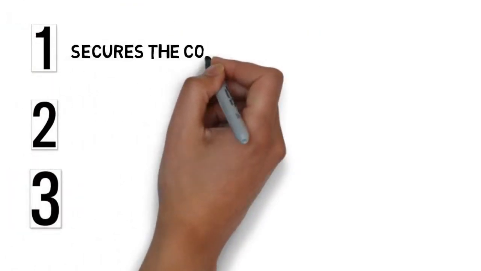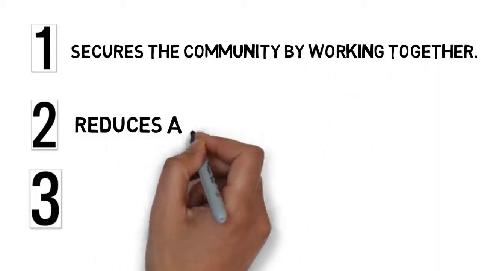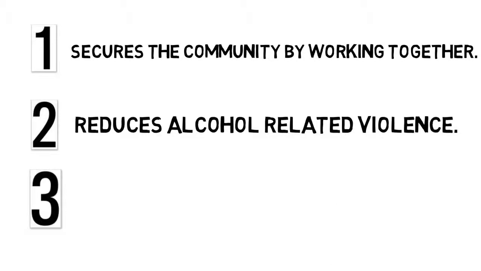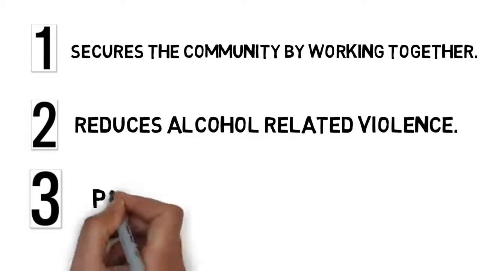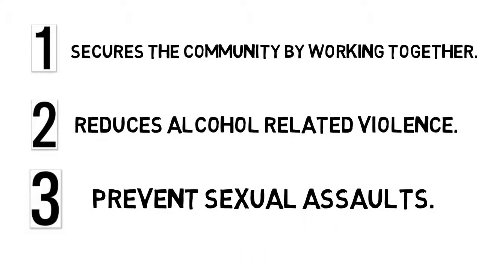The Predator-Free Bars Model has three main objectives. The first is to secure the community by integrating a new method of working together. The second is to reduce alcohol-related violence on the streets and in the bars of the target area. And third, and most importantly, the model is to prevent sexual assaults upon a young woman within the community.